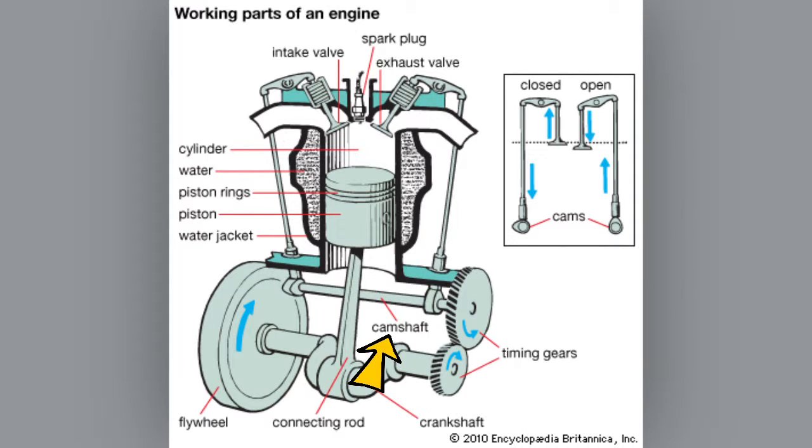The camshaft is connected to the crankshaft by a belt or gear, and it operates the valves that open to let gasoline in and exhaust out of the cylinder. The spark plug is an electrical device, and it ignites the fuel in the cylinders.